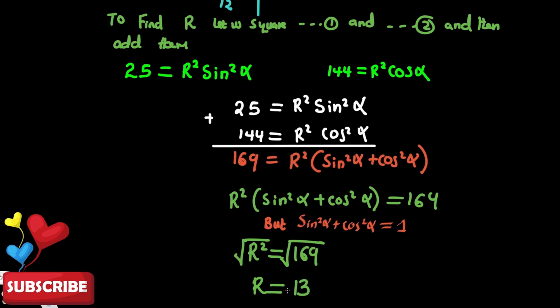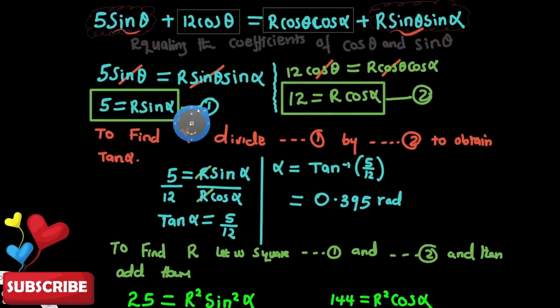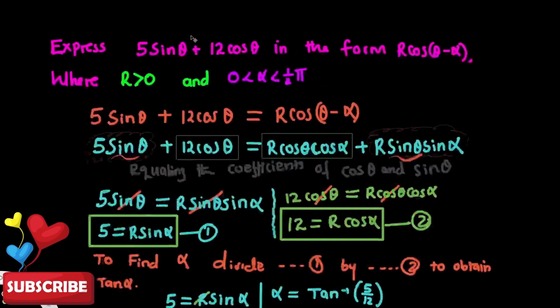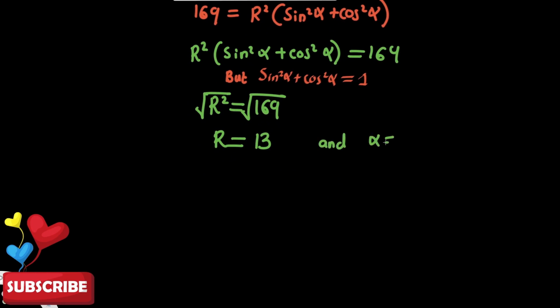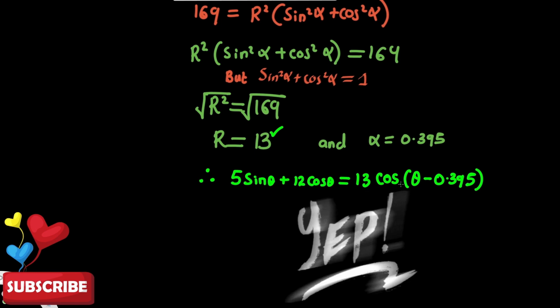Because we were told to express in that form, we can replace the values that we have gotten, r and alpha. Alpha is 0.395, which means that the trigonometric function that we were given can be written in the form 13 cos(theta minus 0.395). So that is the form that was expected in this particular question.